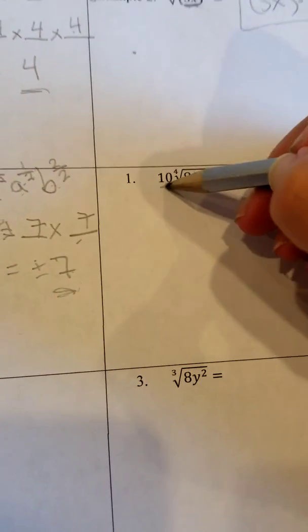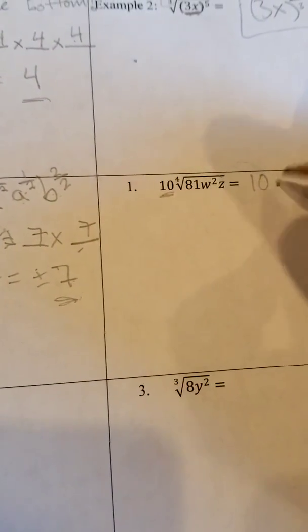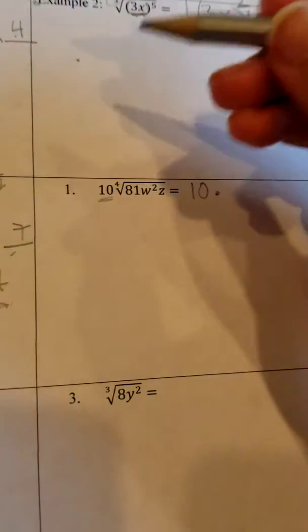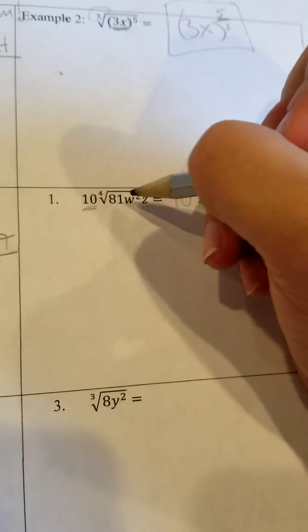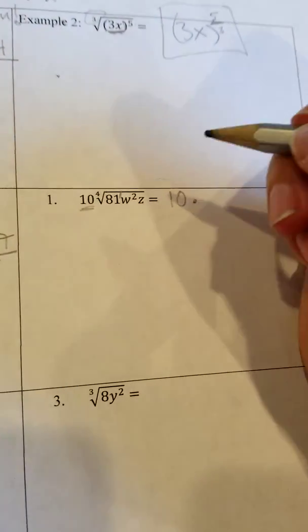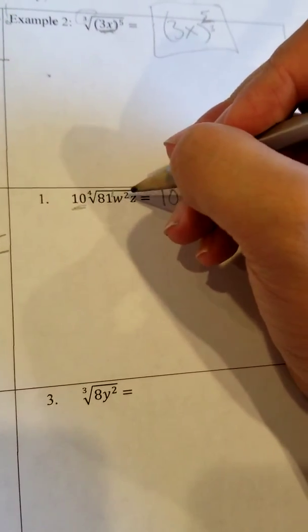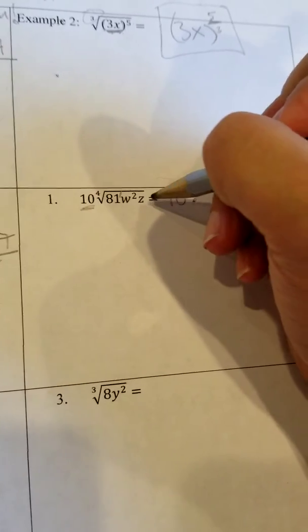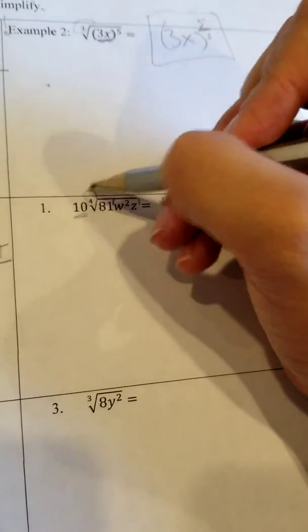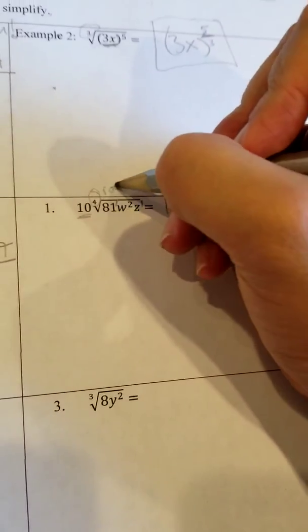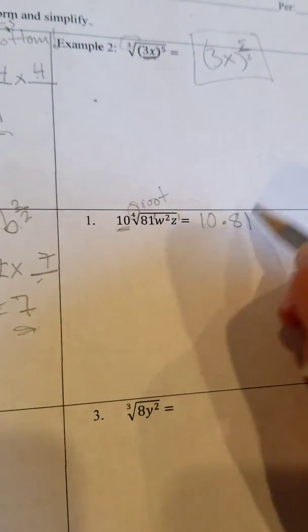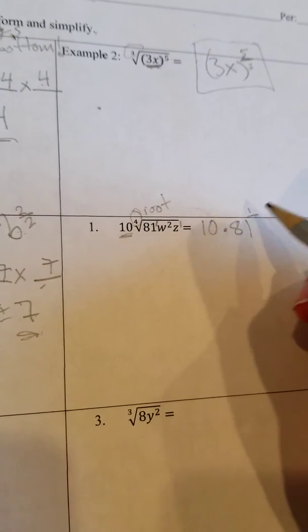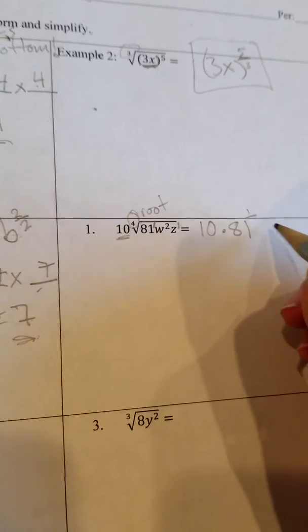So for this one, we got 10 on the outside here. So I'm just going to write 10 over here times. Okay. We need to write down our exponents for everything on the inside of the radicand. So 81 to the 1, there's an invisible 1 there. w to the 2. Okay. z has nothing, so that's z to the 1. And our root is 4. Okay, that's our root.